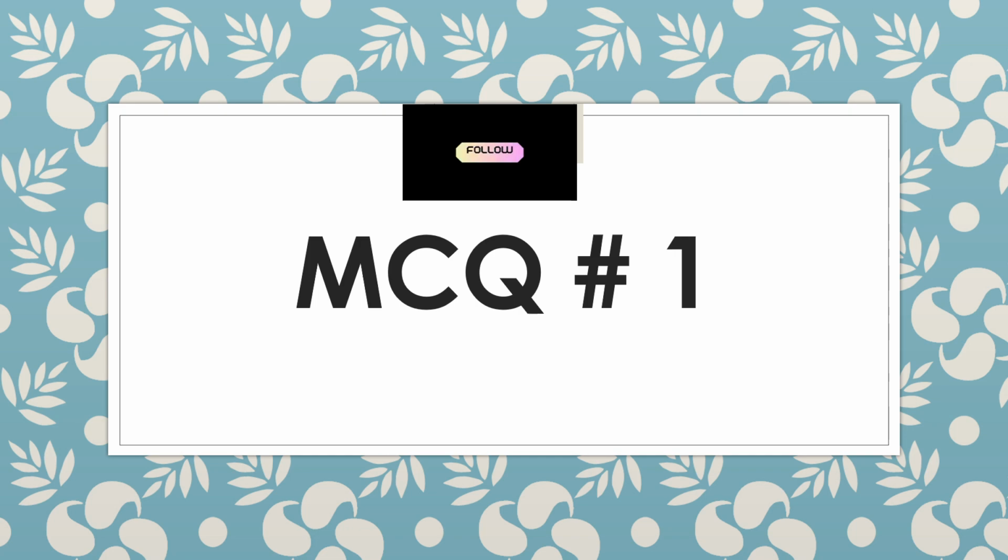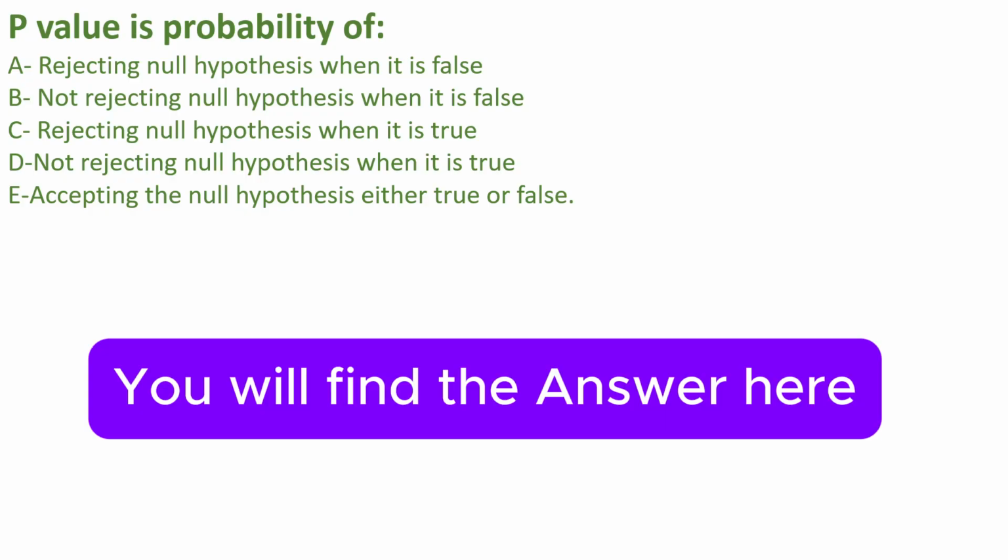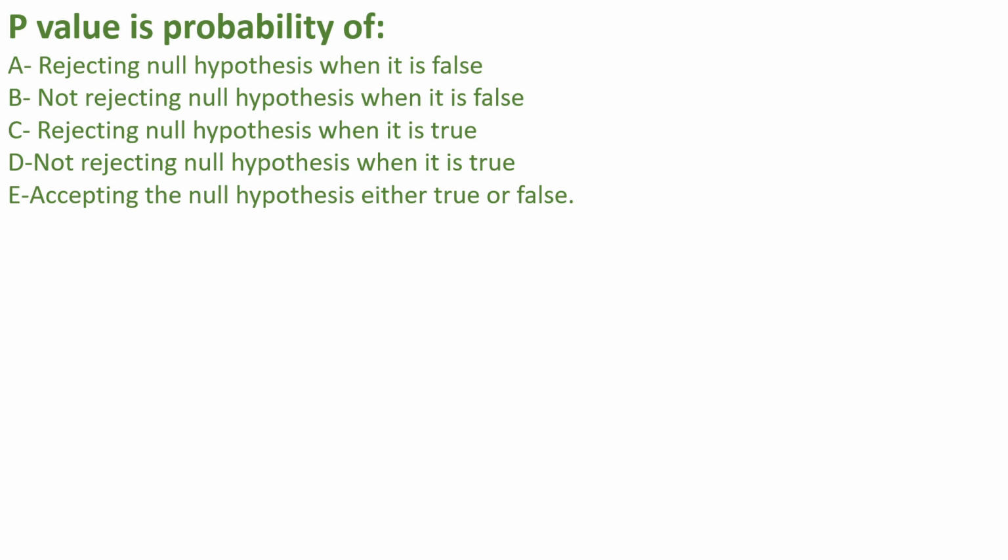Multiple choice question number 1. P-value is the probability of: A, rejecting the null hypothesis when it is false; B, not rejecting the null hypothesis when it is false; C, rejecting the null hypothesis when it is true; D, not rejecting the null hypothesis when it is true; E, accepting the null hypothesis either true or false.